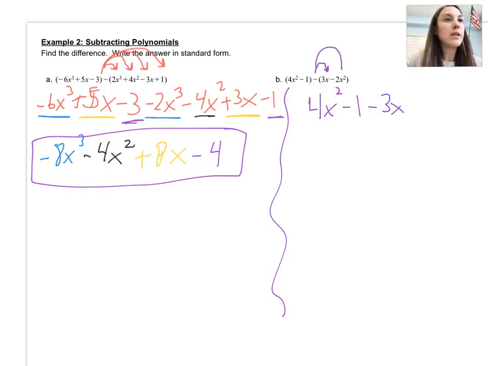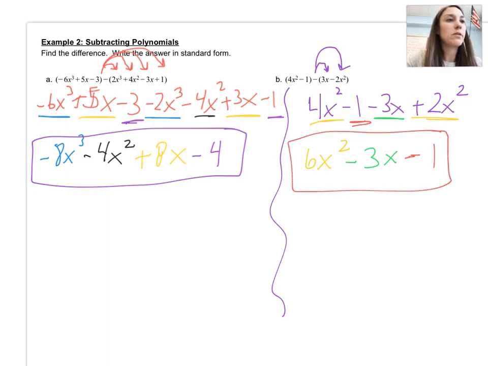And then we're taking a negative times a negative 2x squared, which would make that a positive 2x to the second. Then from here, we're going to go ahead and combine our like terms. So we have 4x squared and 2x squared, which would give us 6x squared. Then if we take a look at our next exponent down, we have a negative 3x, but nothing to combine it with, so we keep that as minus 3x. And then finally, we have our constant, which is a negative 1. Nothing to combine it with, so we leave minus 1, which is our final answer.